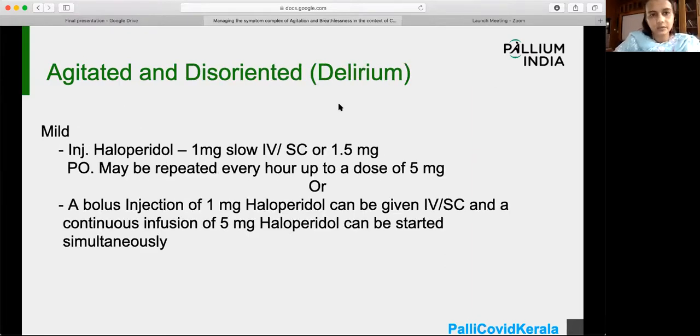Now, agitated and disoriented patients. This is the last scenario, when the patient becomes disoriented, which is called delirium. We start with haloperidol instead of the benzodiazepine. We give haloperidol as first line: 1 milligram slow IV or subcut, or 1.5 milligram orally, and this dose can be repeated every hour up to a dose of 5 milligram. Or you can give a bolus injection of 1 milligram haloperidol, IV or subcut, and then start a continuous infusion of 5 milligram haloperidol simultaneously. That is only possible if you have the facility for giving a continuous infusion.